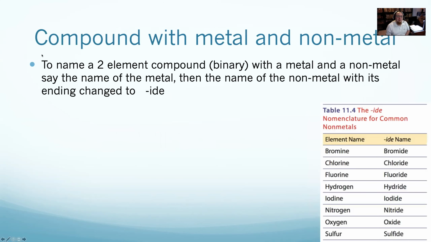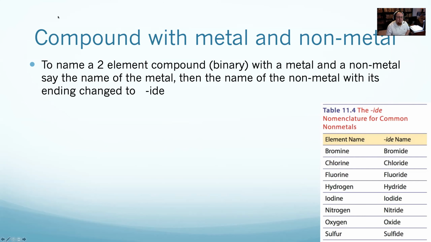The first is anytime you have a compound with a metal and a non-metal. If you have a 2-element compound, which is binary, meaning 2, and one is a metal and one is a non-metal. And keep in mind, if you want to know what a metal and a non-metal is, look at a periodic table, look at that staircase thing that I marked on it. You should be able to tell which is which. When you have a metal mixed with a non-metal, the name of the compound is the name of the metal followed by the name of the non-metal. But the end of the non-metal is changed to "ide." As in bromine becomes bromide, chlorine becomes chloride, fluorine becomes fluoride, hydrogen becomes hydride, iodine becomes iodide, and so on.